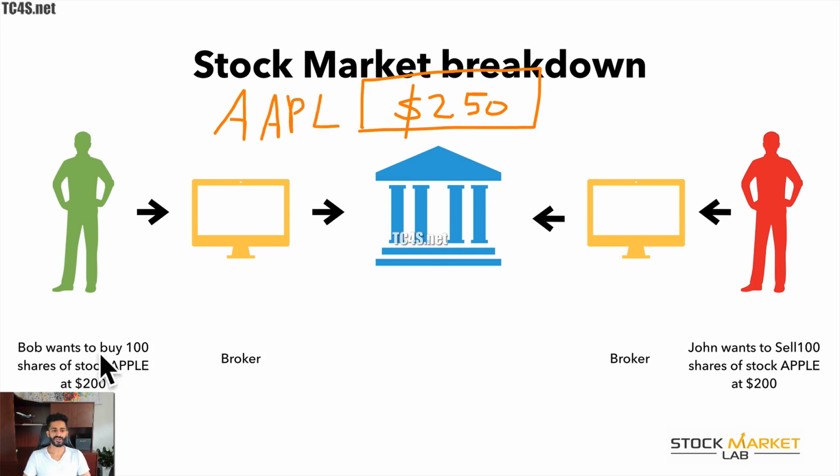Now, if Bob wants to buy Apple for $200, and let's say John wants to sell it for $250, the question is, will this transaction happen? Once again, let's say Bob wants to buy 100 shares of stock Apple at 200. John wants to sell it for 250, and there's other people obviously that want to sell it for 250, right? Will Bob get the shares for 200?